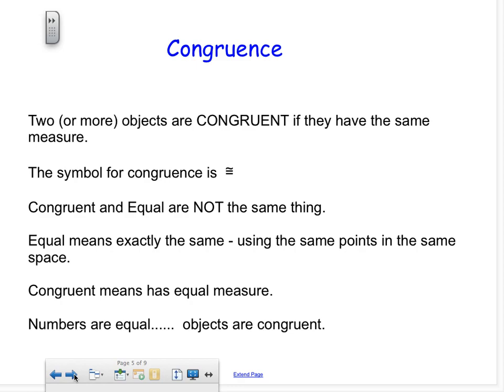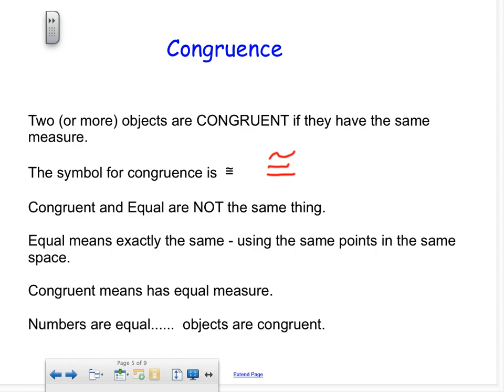Congruence. Here we go. Two or more objects are congruent if they have the same measure. The symbol for congruence, given right there, is this equal sign with a little squiggle line over the top. That's a symbol for congruence. Now, congruence and equal are not the same thing. We'll talk about this a lot. Equal means they're exactly the same thing, using the same points in the same space. Congruent means they have equal measure.